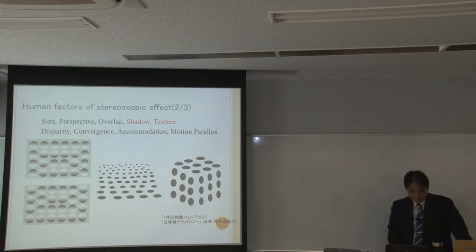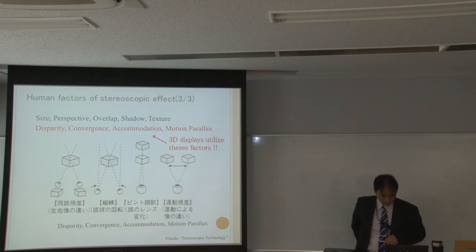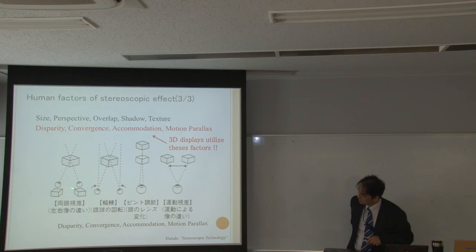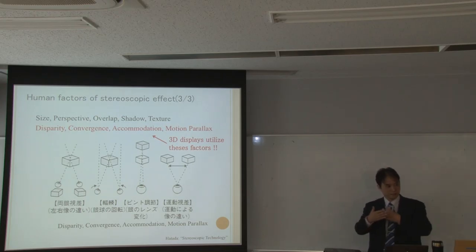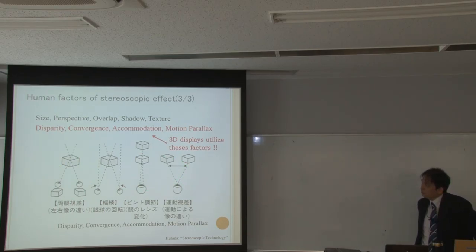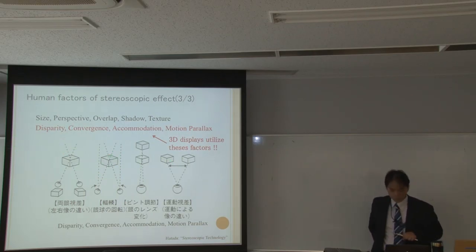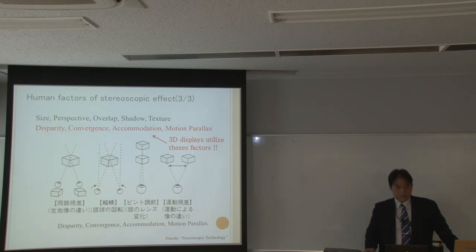The other cues are more important and stronger for humans. For example, disparity. This is a technical term. Disparity means the difference between the left eye image and the right eye image. This is called the disparity. And this is convergence. In Japanese, fukuso is a slightly difficult Chinese character. Convergence point. And accommodation, this is the focal length of the eye. And motion parallax. These four factors are more important and stronger than the previous ones. So-called 3D displays utilize these four factors: disparity, convergence, accommodation, and motion parallax. Using these factors, 3D displays are developed.